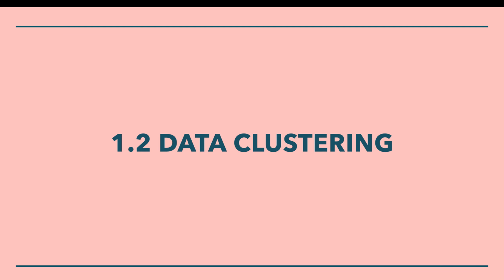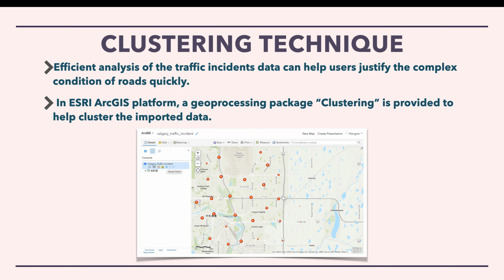Then comes the next part, the data clustering process. Clustering is an important branch of data processing. Efficient analysis of the traffic incidence data can help users judge the complex condition of roads quickly. In the project, ArcGIS is used to visualize the distribution of traffic incident places. In the ArcGIS platform, a dual processing package for clustering is provided to help cluster the important data.